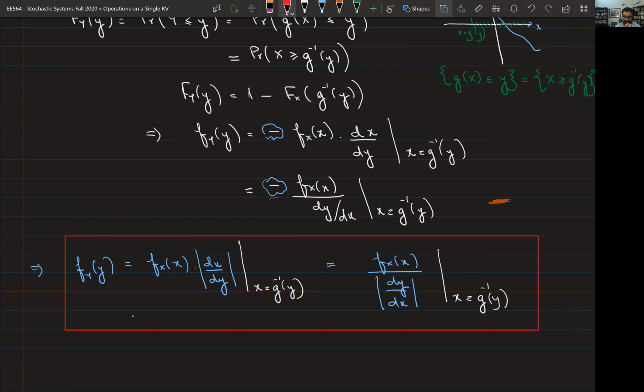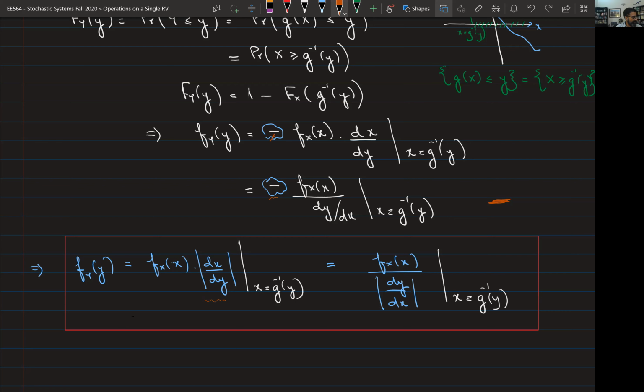Why? Because if it's monotonically increasing, I know the slope is positive, so the modulus doesn't make any difference. And if the function is monotonically decreasing, the slope is negative, and the modulus makes it positive, which it should have been, because there was a minus sign here. So in both cases, this is consistent. G Mohsin, you had a question? No sir, it's done.